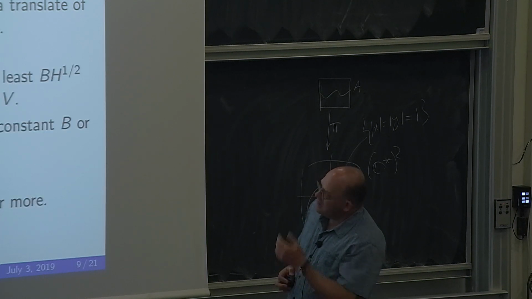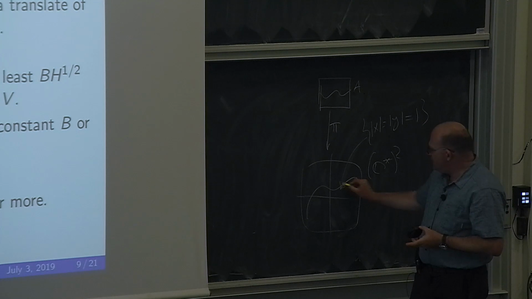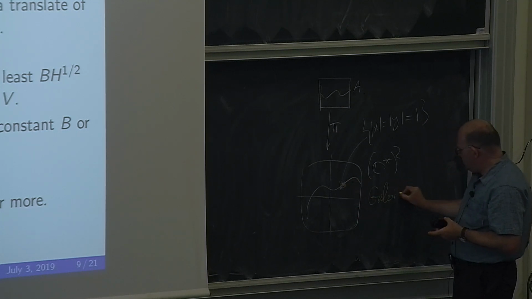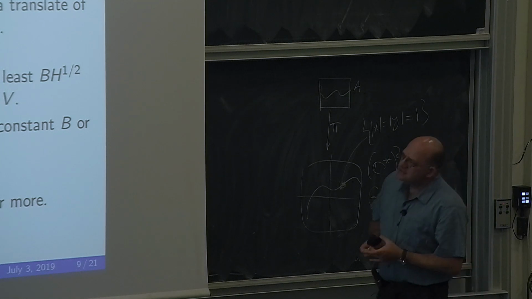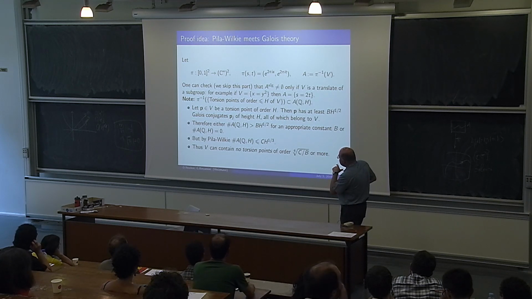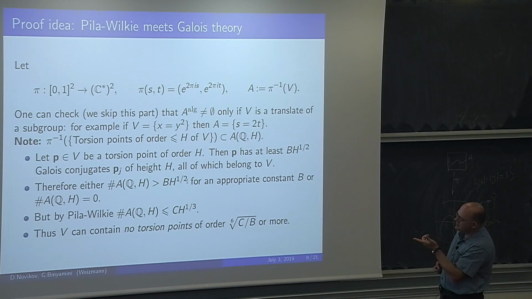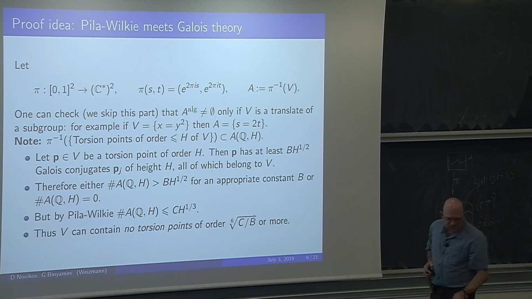Suppose that we have a torsion point of order H here. Then by Galois theory, you have a lot of torsion points on this set. On the other side, the number of rational points is either like this or 0. But by Wilkie it grows sub-polynomially. So it means that for big H you cannot have torsion points, because if you have one, you immediately get a lot of them, which is forbidden by Wilkie.